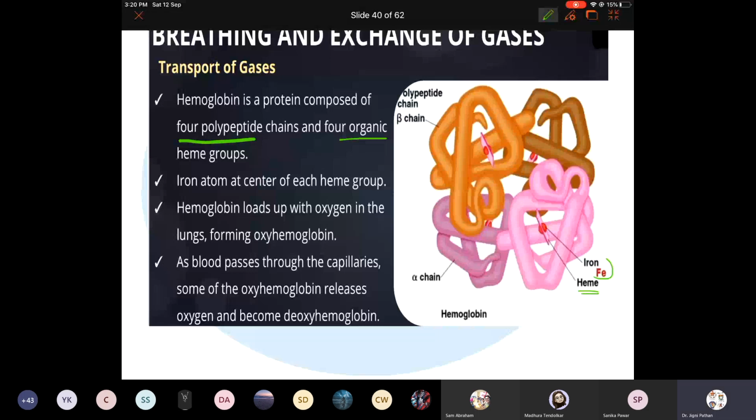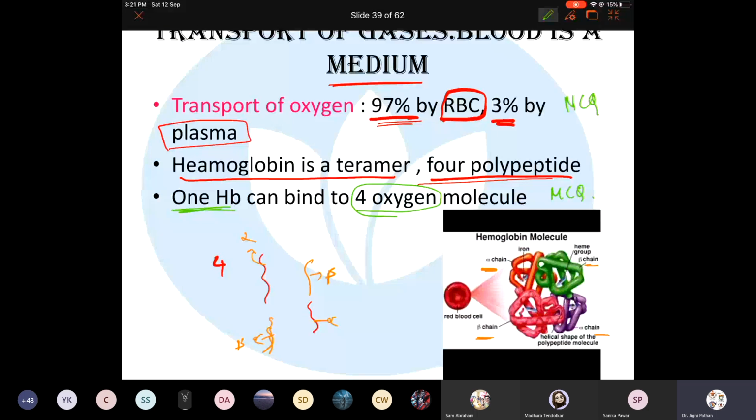Hemoglobin loads up with oxygen in the lungs, forming oxyhemoglobin. As blood passes through the capillaries, some of the oxyhemoglobin releases oxygen and becomes deoxyhemoglobin. That is how the blood gives oxygen to the other body parts, right? So what does it say? Let me draw it again for you.